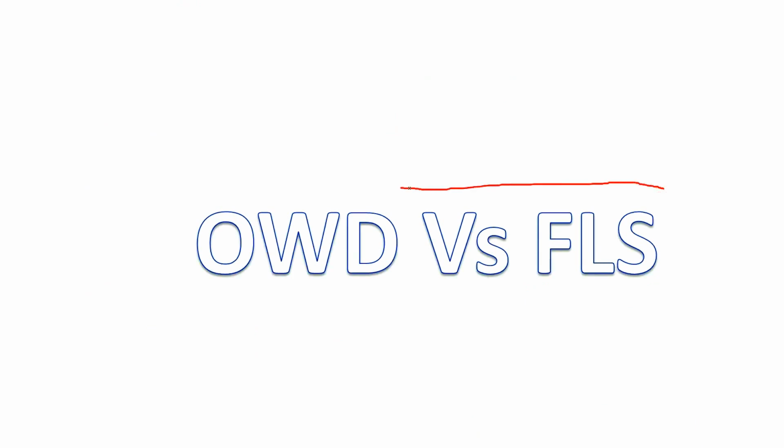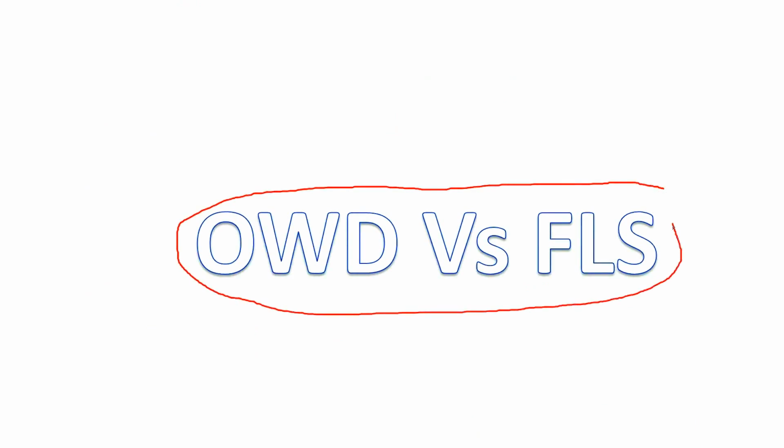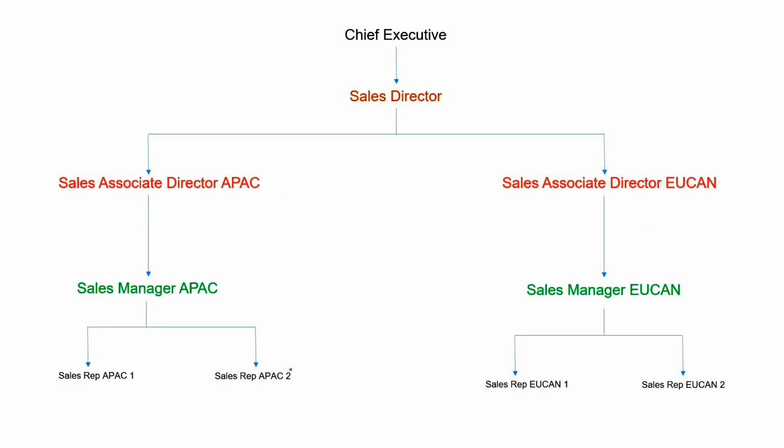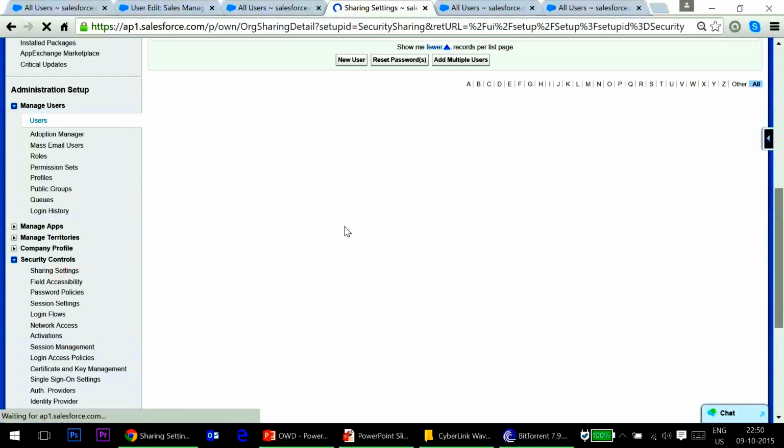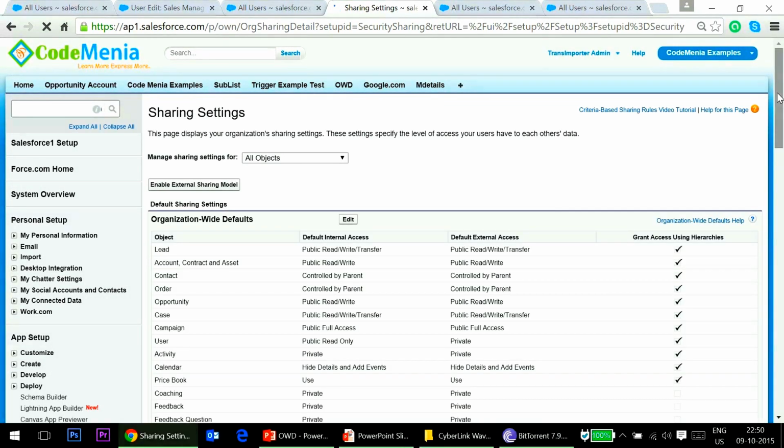Now there is another interesting topic, OWD versus FLS, where you can consider whether the OWD accessibility will be affected on the FLS change or not. So considering this scenario where sales rep APAC2 will create one record and will share with sales rep UCAN1 based on a particular criteria. So let's create one record. Before that we are going to create one sharing rule so that the record will be shared with the user.